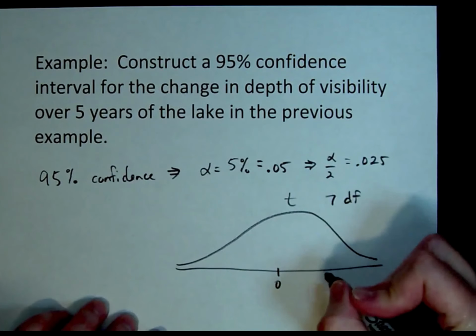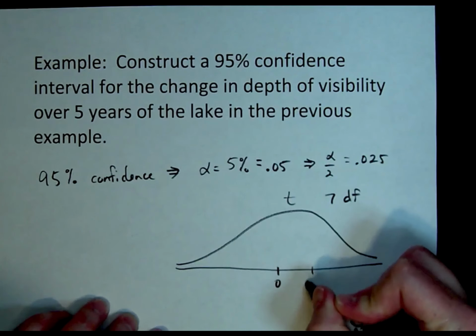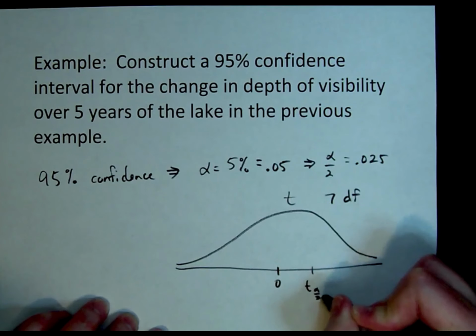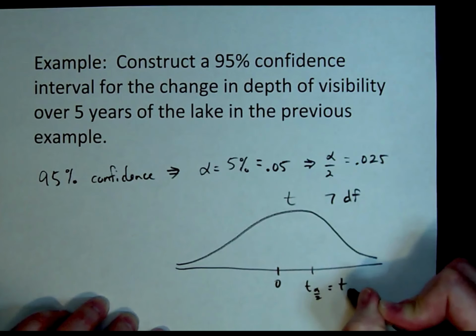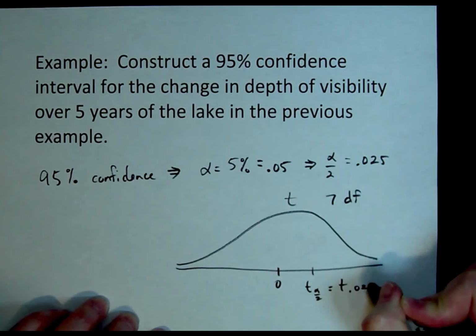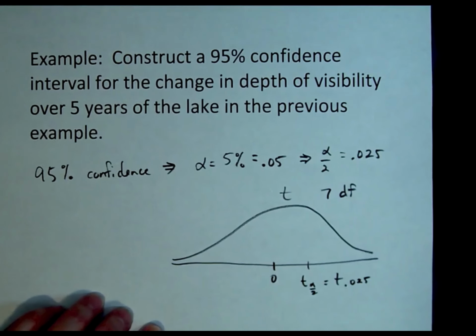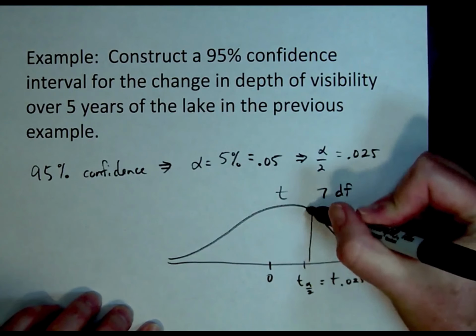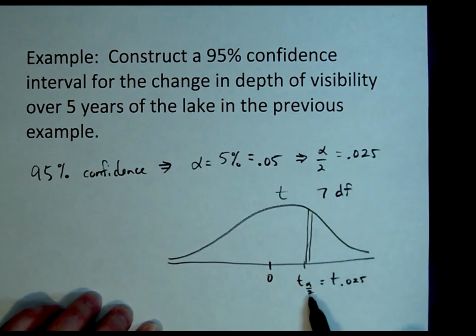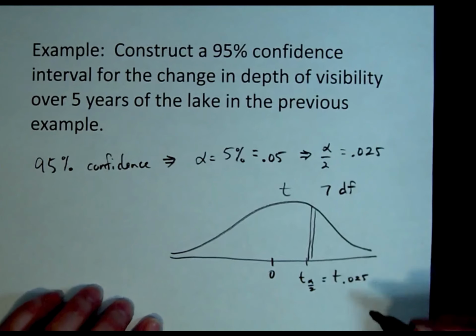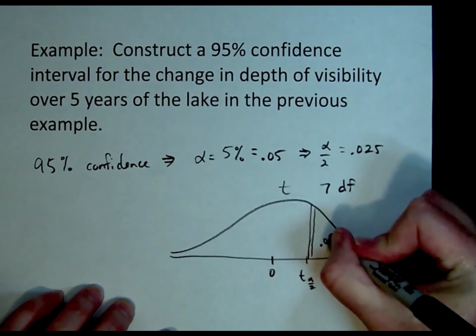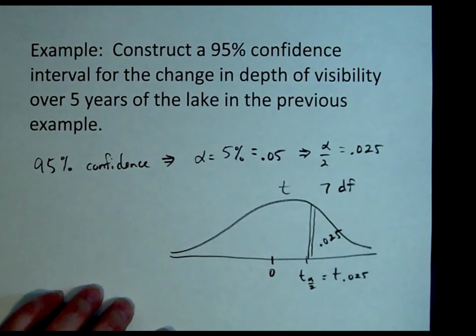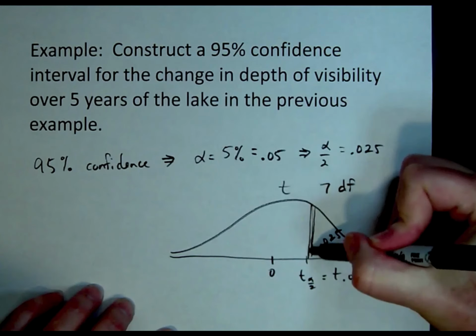Okay, and we're looking for t sub alpha over 2. Now, we just determined that alpha over 2 is 0.025. So I'm looking for t sub 0.025. And remember what this t sub notation means: I'm looking for the t value that has area 0.025 to the right of it. Okay, and that's supposed to be just one line there.